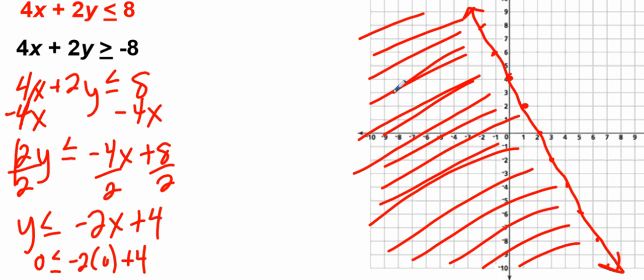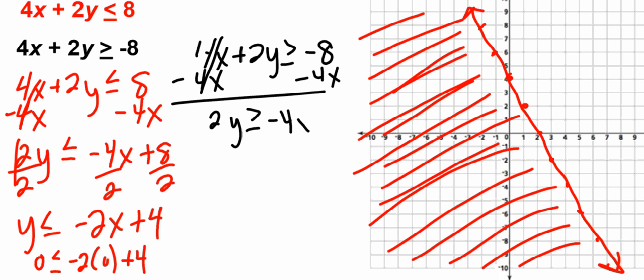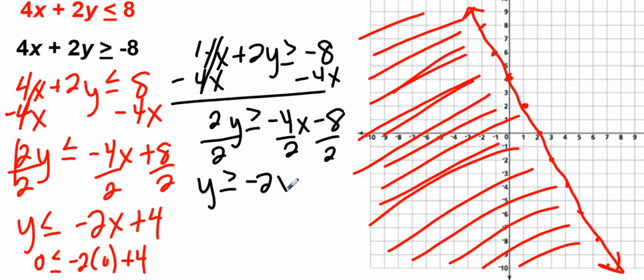Now I'm going to solve my next problem. 4x plus 2y is greater than or equal to negative 8. Subtract 4x from both sides. 2y is greater than or equal to negative 4x minus 8. Divide by 2. Y is greater than or equal to negative 2x minus 4.